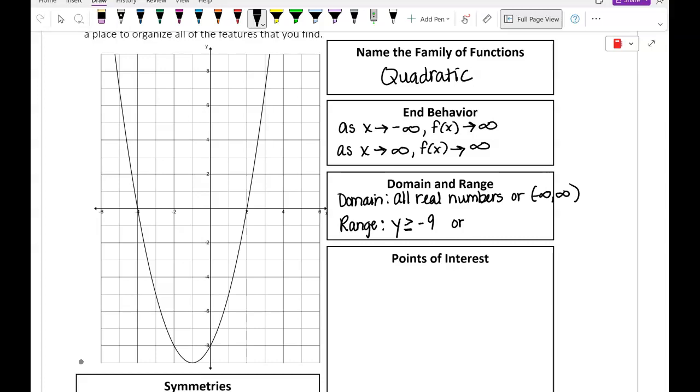So if we wrote this in interval notation, we would do bracket -9, comma, and then my y values just go up from that -9. So we would say -9, comma, infinity, parenthesis. Again, that bracket around the -9 is saying -9 is a possible value. If you have a parenthesis, you're saying that it is not a possible value.